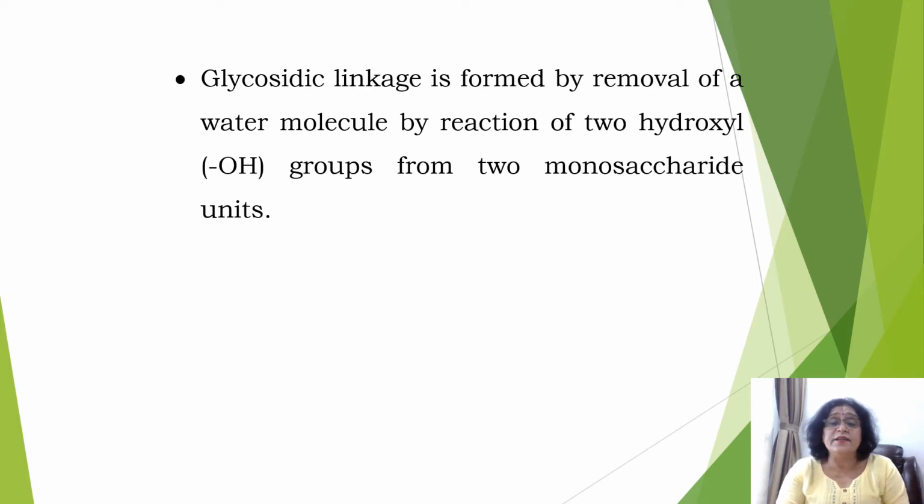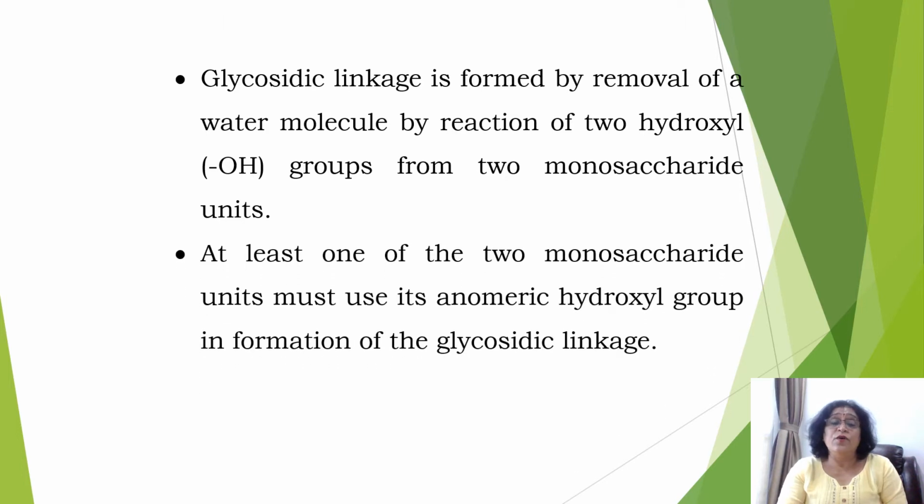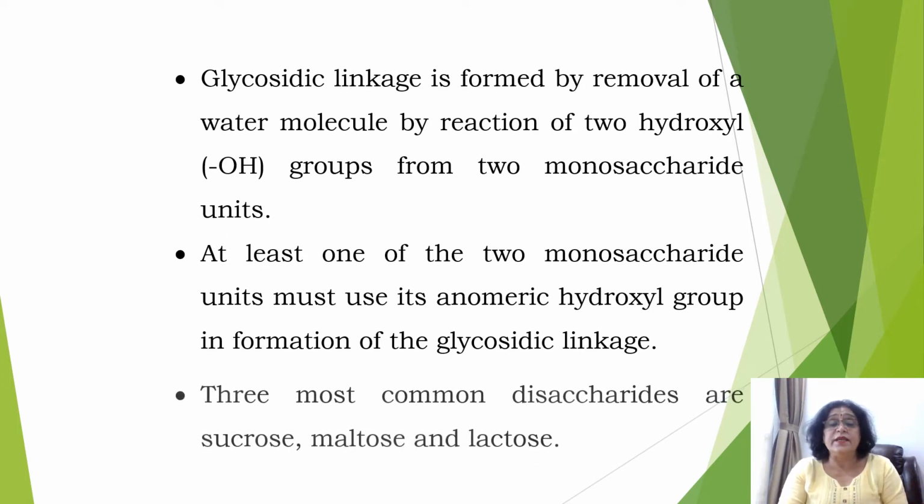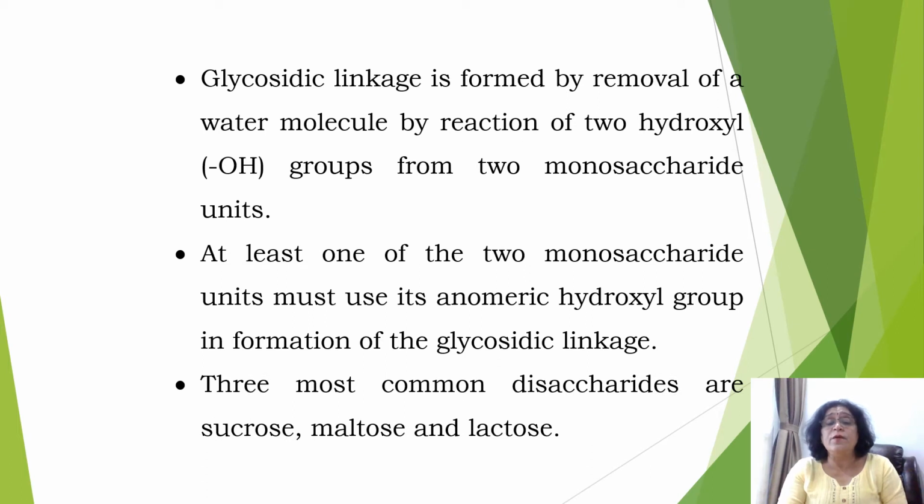We have all studied the structure of monosaccharides. There we saw there were H and OH groups. Between the two monosaccharide units, water is given out from the two OH groups and the glycosidic linkage is formed. At least one of the two monosaccharide units must use its anomeric hydroxyl group in forming the glycosidic linkage. The three most common disaccharides are sucrose, maltose and lactose.